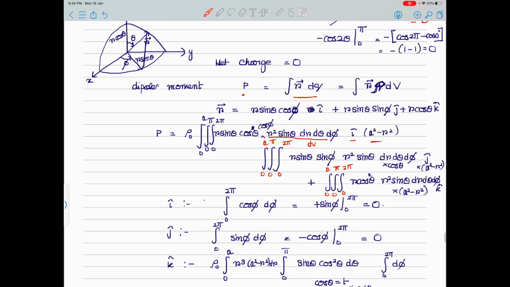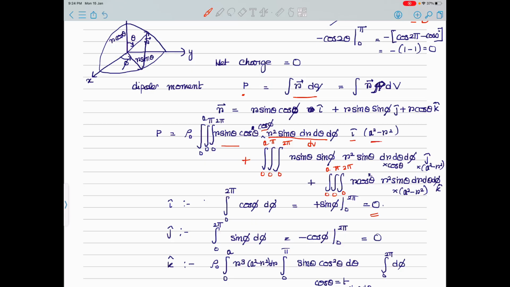In the i cap direction, if we focus only on the phi integral, we have one cos phi d phi. Cos phi d phi from 0 to 2 pi comes out to be sin phi from 0 to 2 pi, which gives you 0. Therefore, the entire i cap integral becomes 0. Next, this will have a plus sign and this will also have a plus sign.